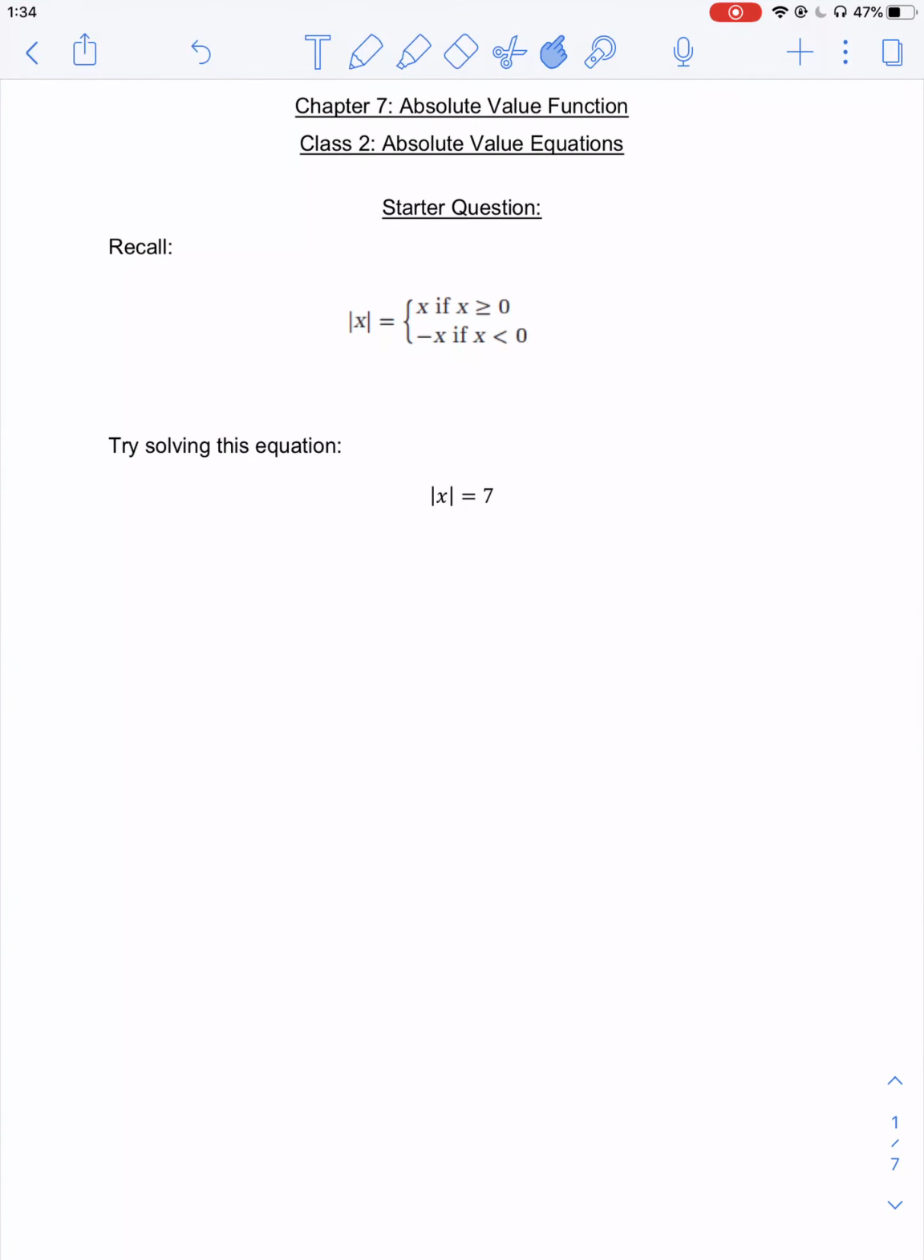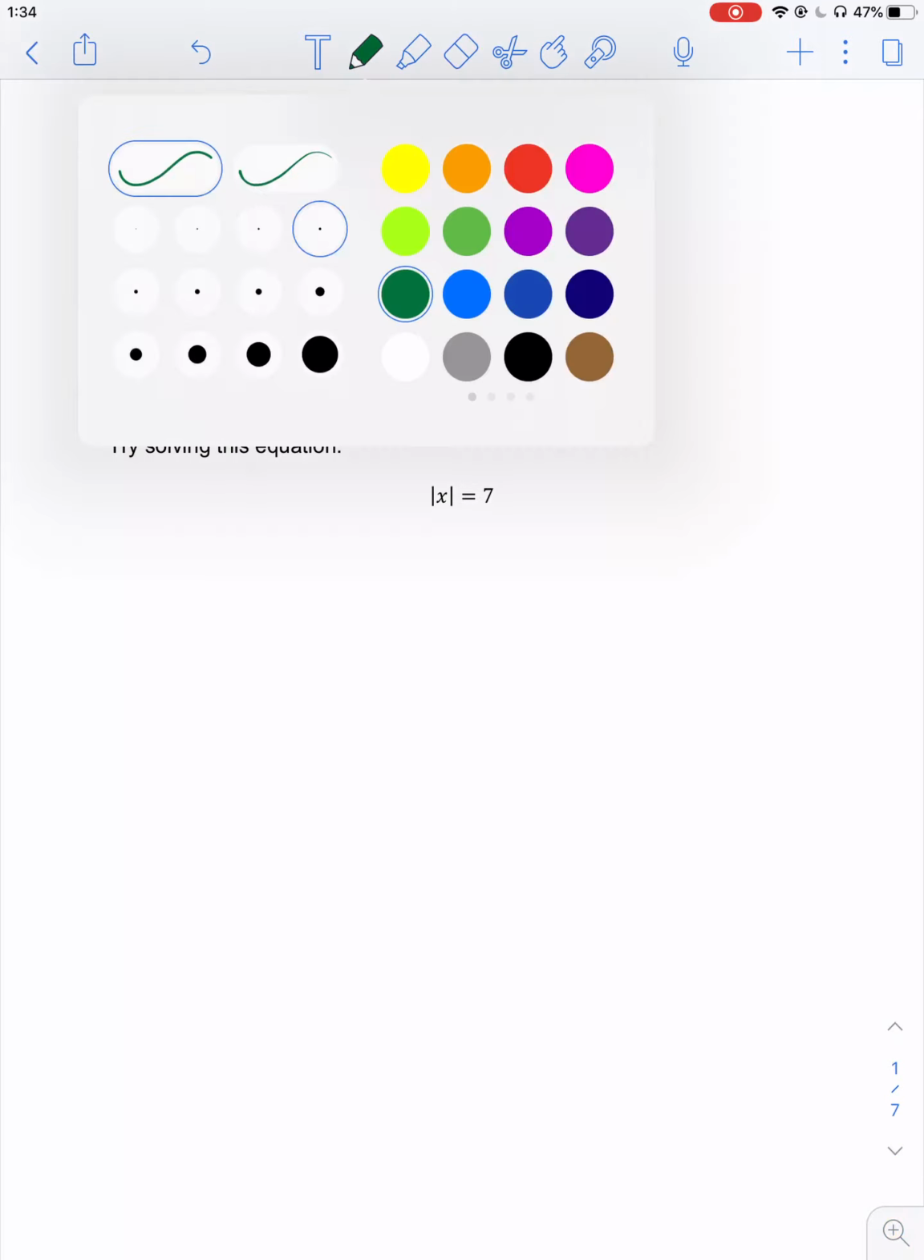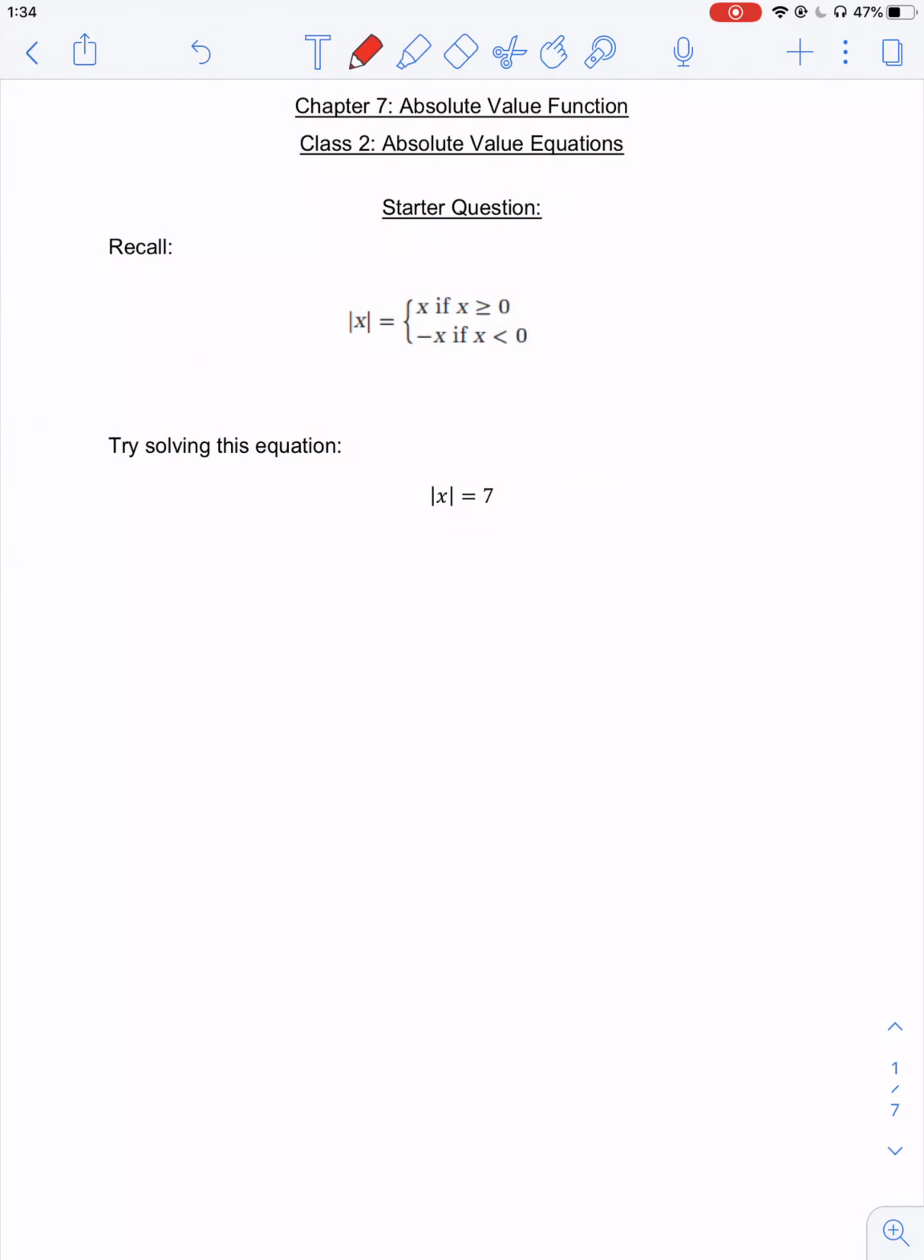All right, so this class we're going to continue working with absolute value. Hopefully by now you're comfortable with the definition. If you're not, I'm just going to quickly go over it once again just to refresh your memory. The goal of this class is to solve absolute value equations. So now we're going to be doing algebra with it.